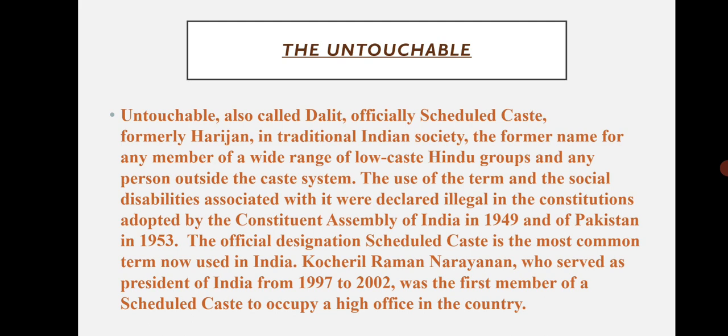Kocheril Raman Narayanan, who served as the President of India from 1997 to 2002, was the first member of a scheduled caste to occupy a high office in the country. So he was the first Dalit to come to a higher official post. It took many years to do that; it was only in 1997. Before him, we had Dr. B.R. Ambedkar. I hope all of you know him, the man behind the Constitution of India.